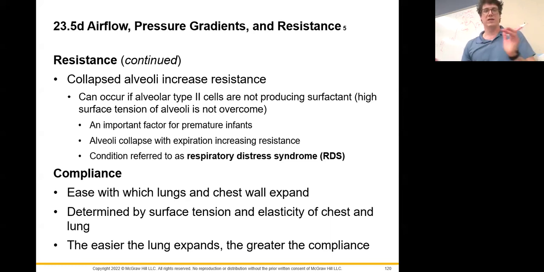All right. Now, we talked about resistance. Your lungs also have what we call compliance. This is basically the ability of the chest wall and the lungs to expand, and then kind of relax. That is compliance. The easier the lung expands, so the stretchier it is, the greater the compliance.